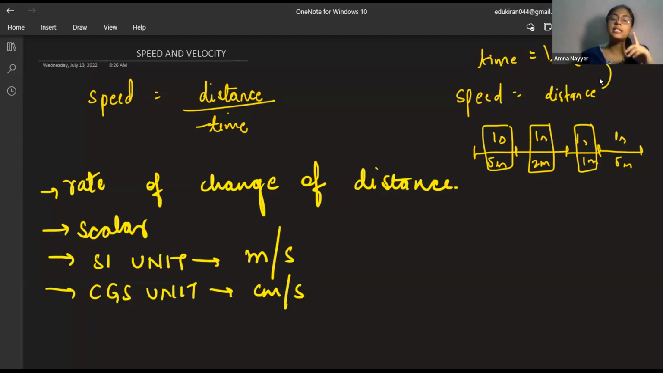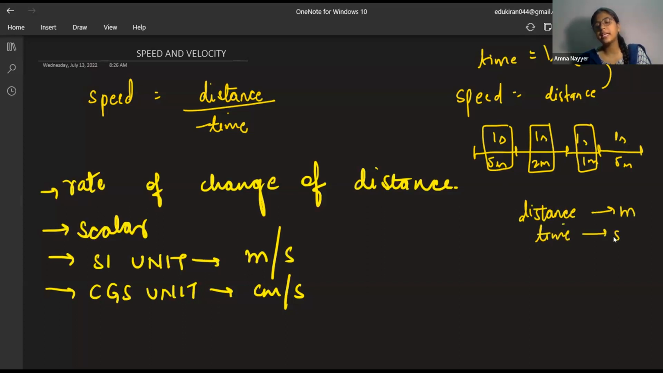SI unit, when we were discussing dimensional analysis in the first lesson, that time also we had seen this. The SI unit is very easy to mark. For distance, the SI unit is meter, and for time, the SI unit is second. So distance divided by time means meter divided by second, meter per second, right? This is meter per second. And I have discussed with you that the CGS unit of distance is centimeters. So centimeter per second, but most of the time you will use the SI unit, meter per second.